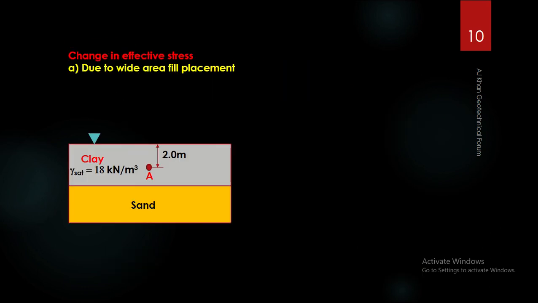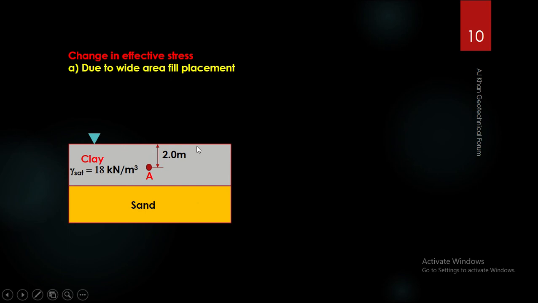Now let us see what are the sources that may change the effective stress in a soil mass. Let us take one simple example first. The change in effective stress in a soil mass may be caused due to wide area fill placement. I'll show you. This is a soil system that is occurring naturally in nature.